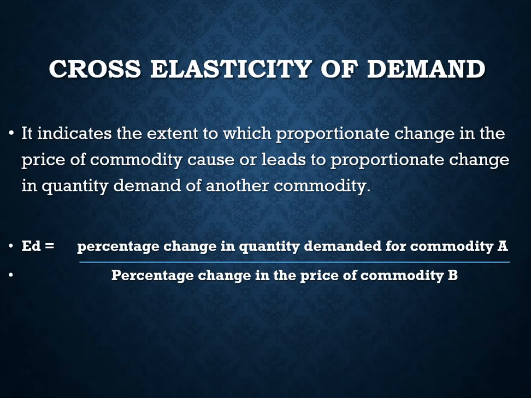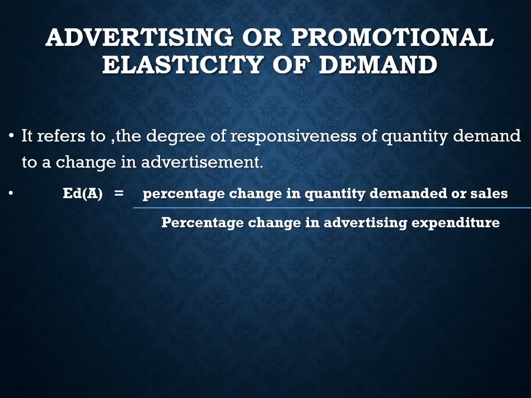The formula to calculate the cross elasticity of demand is the percentage change in the quantity demanded for commodity A divided by the percentage change in the price of commodity B. So this is the formula to calculate the cross elasticity of demand.